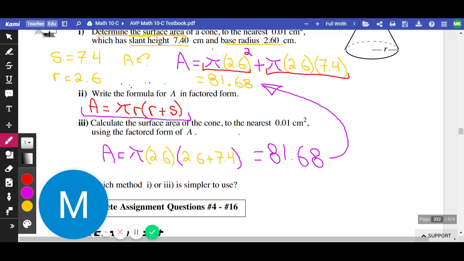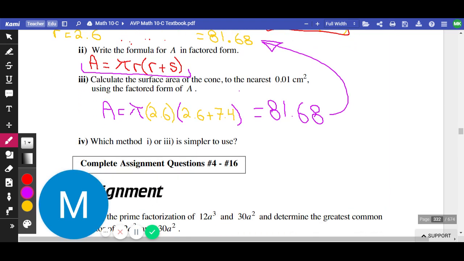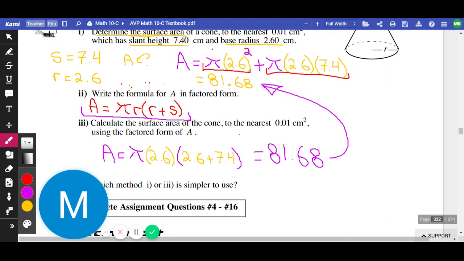Part D is kind of subjective. It says which method was easier to use, which formula was easier to use. I personally think factored form is easier to use, but I can see people who think this form is nicer too. To each their own, right? It's your preference, and you could use either one. How many people think that the factored form is easier to put in your calculator? Yeah, it's about half. How many people think the first one is better in the calculator? Yeah, so it's truly just a preference, right? They're both the same answer. It is called verifying your solution when you do this.